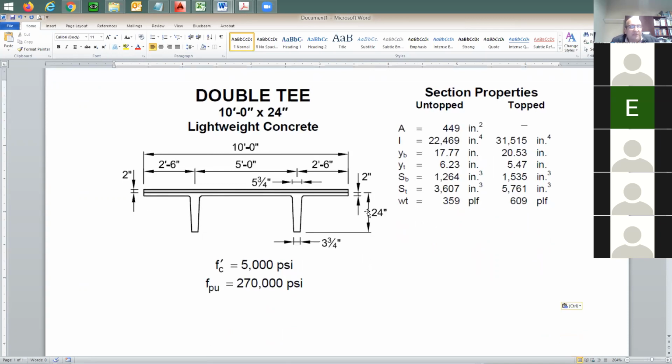For the on-top properties, the total depth here is 24 inches. You have the concrete strength, you have fpu. The total cross-section area of this double T is going to be given to you. So you don't need to do any calculation for the properties because it's going to be given to you, like the steel sections, right? You have the moment of inertia, you have Y top, Y bottom, you have S bottom and S top, which means section modulus for the bottom and the top, and then you have the weight. This weight, 359 plf, is going to be the weight of this double T, like this is going to be the dead load.